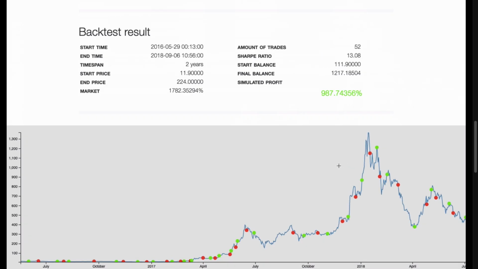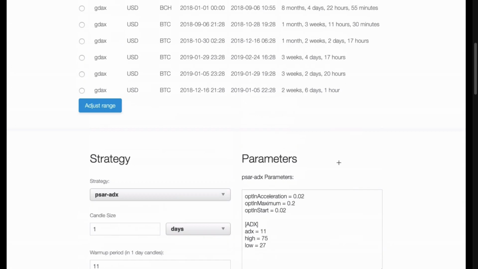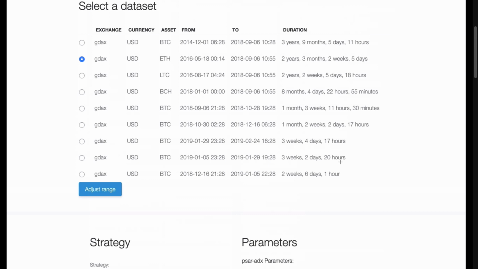So I would say the ADX by itself doesn't work that well, or perhaps it might need more tweaking in terms of how I'm using the ADX. But that's the PSAR indicator, how you use it in Gekko, and the strategies that accompany it.